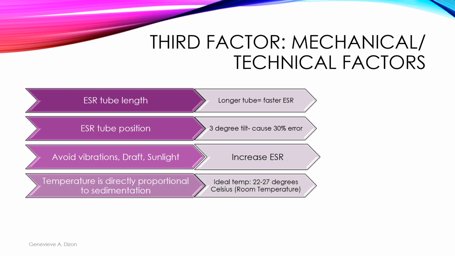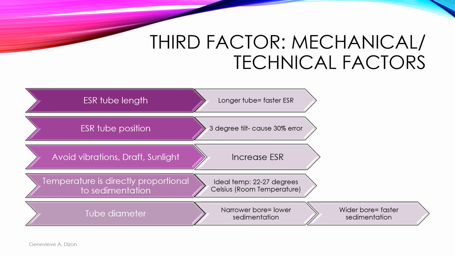The next one is temperature. Temperature is directly proportional to sedimentation. So the higher the temperature, the faster ESR would be. The ideal temperature is at 22 to 27 degrees, which is room temperature. So when the room is hotter than room temperature, the faster your ESR would be. A next one is the tube diameter. A narrower bore would give a lower sedimentation, and a wider bore would give a faster sedimentation.